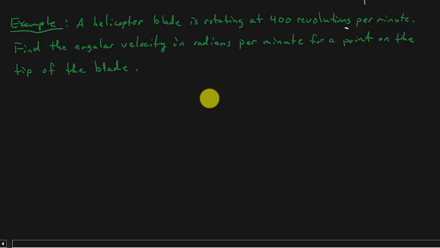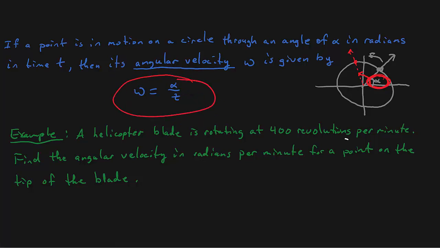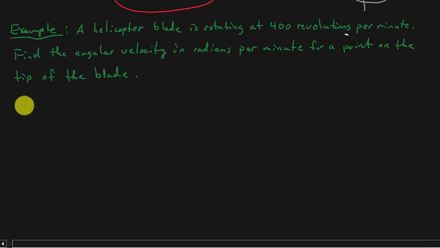All right, now, whenever you're doing these angular velocity and even the linear velocity problems, write the formula down. Just write it down. So we've got omega is equal to alpha over t. We're looking for angular velocity, so we need to know the angle and the time. That's what you've got to have to calculate the angular velocity. We get all of that from the problem here.